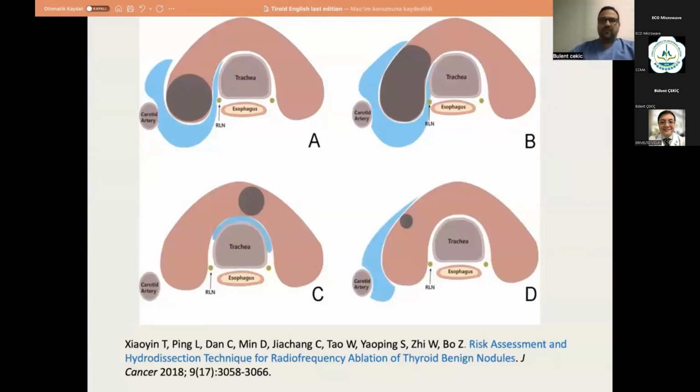To avoid these complications, we now use hydrodissection in every patient. And here is a paper from China, from Dr. Shire. In his paper, he said that the hydrodissection zone must be a minimum of 3 millimeters between the thyroid nodule and the vulnerable structure.